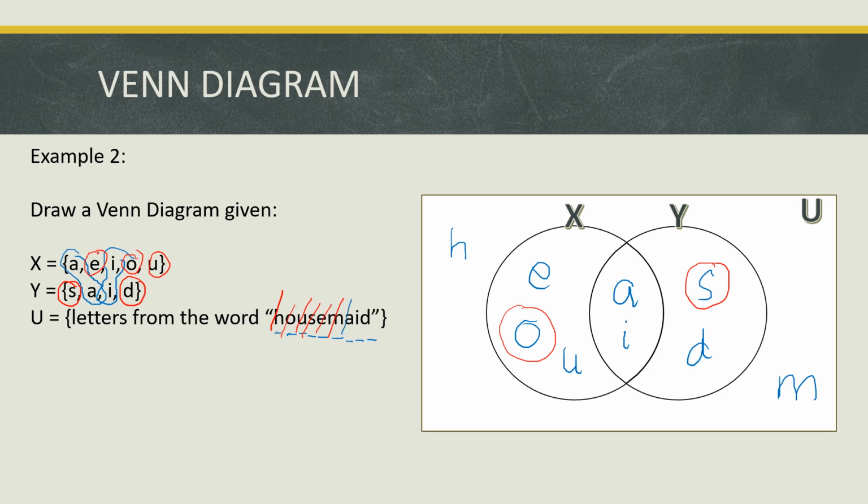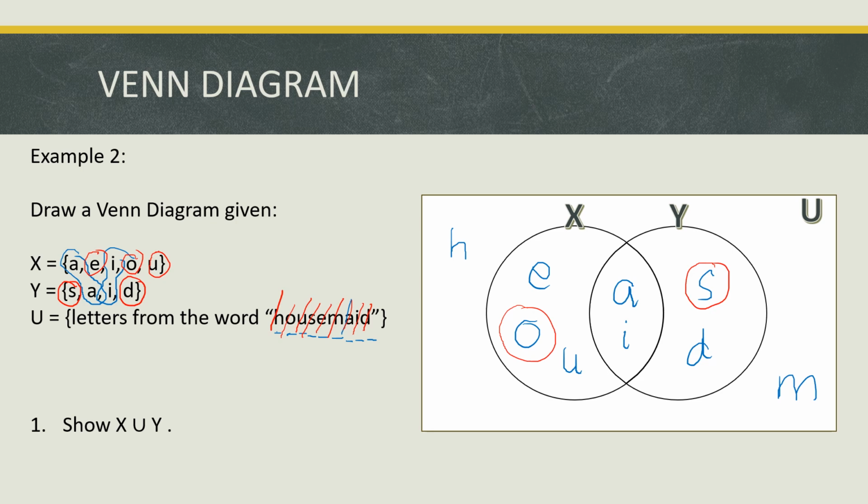The element A, the element I, we already have inside the circle X and also inside the circle Y. And last is the element D, which is also on the circle Y. So H and M are the two elements that you cannot see in set X and set Y. So we will write them outside those two circles, but they still belong to the universal set.